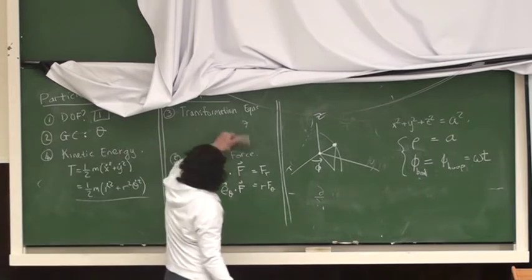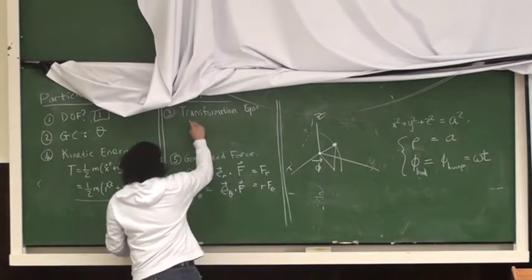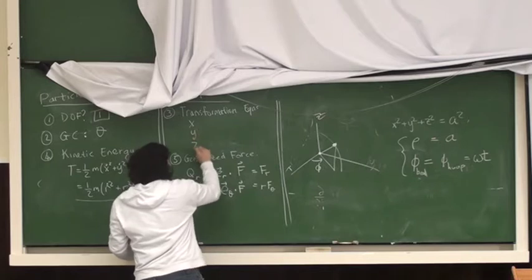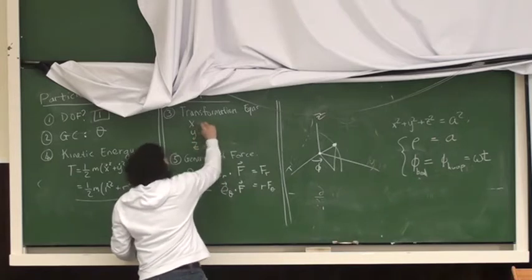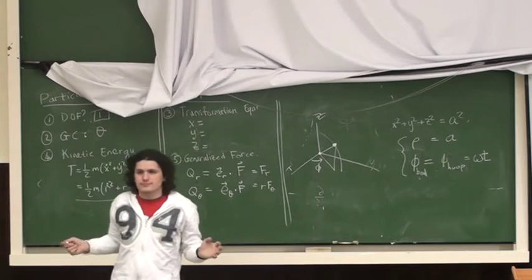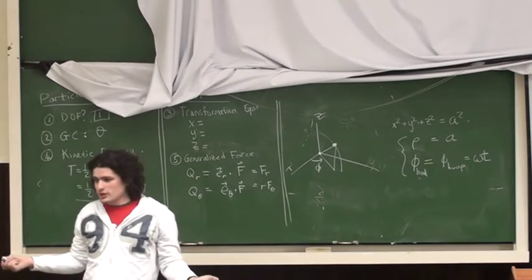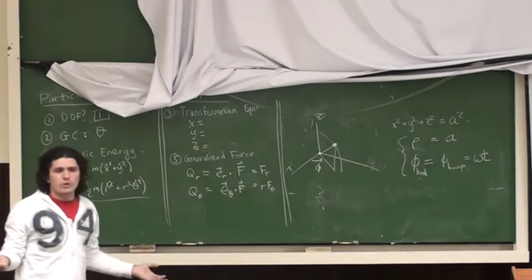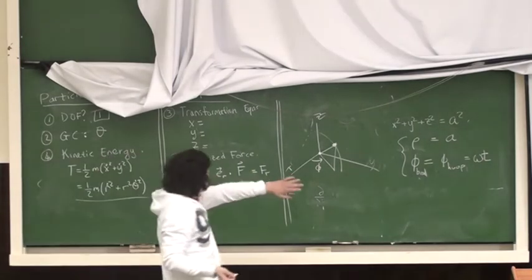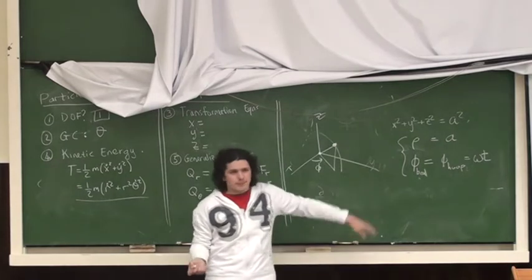We've got to now write x, y, and z in terms of theta. Anybody know how we're going to do that? We're going to use spherical coordinates, right? I mean, you've got spherical coordinates. That's the way we set this up.